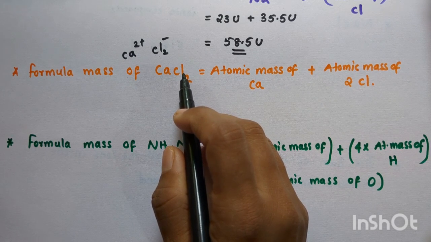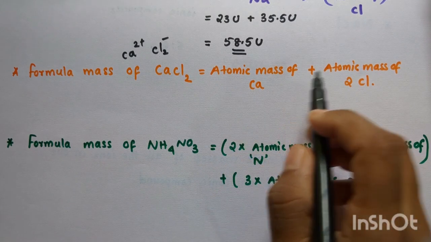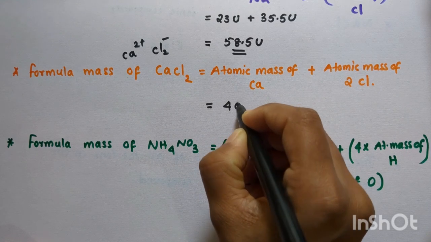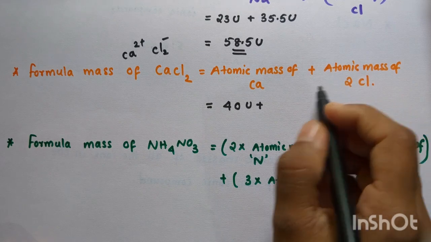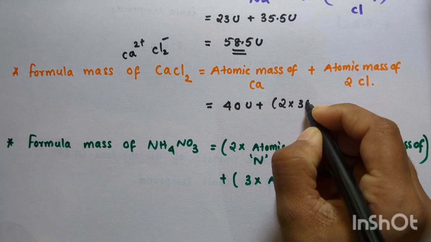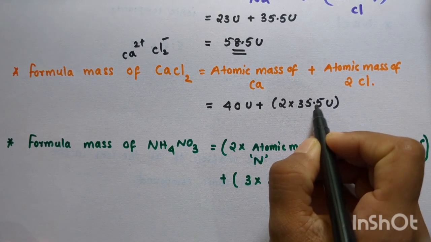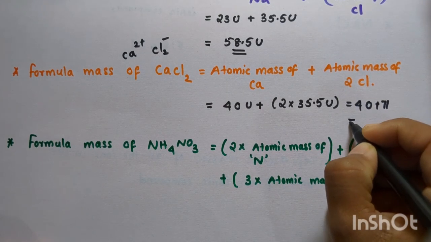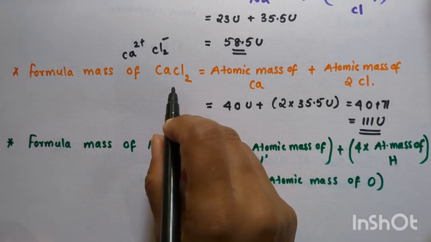Ions actually. So the formula mass of CaCl2 will be atomic mass of 1 calcium plus atomic mass of 2 chlorine. So atomic mass of 1 calcium is 40 u, plus atomic mass of 2 chlorine, that is 2 into atomic mass of chlorine. Atomic mass of 1 chlorine is 35.5 u, so atomic mass of 2 chlorine will be 2 into 35.5 u. When you add these two, you will get 40 plus 71, which is equal to 111 u. So this is the formula mass of CaCl2.